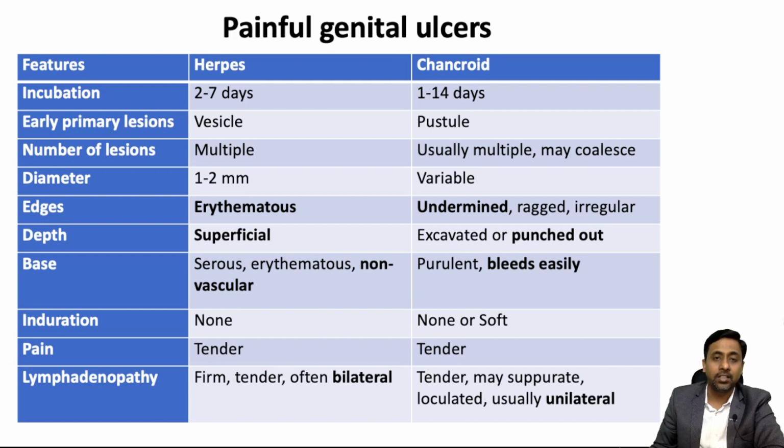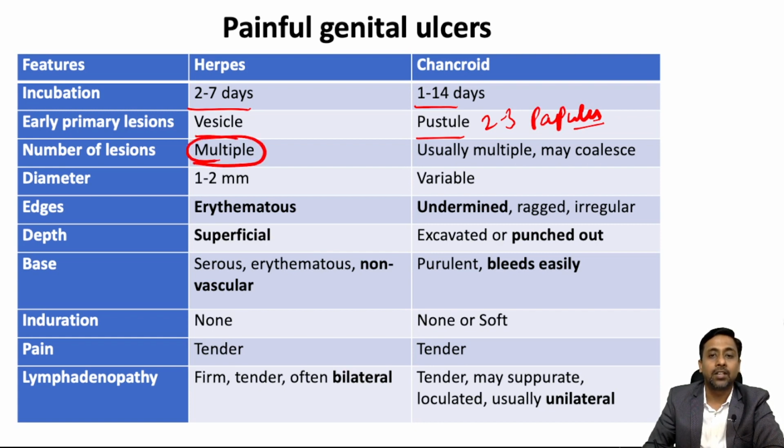The incubation period for chancroid is almost double that of herpes: it is around 1 to 14 days for chancroid, and around 2 to 7 days for herpes. The early primary lesion, the first lesion to appear, will be a vesicle in herpes, and in chancroid it is a pustule. Before the appearance of the pustule, 2 to 3 days earlier, we may see papules. The number of lesions in herpes is usually multiple. In chancroid it is also usually multiple, but they may coalesce to form a single lesion.